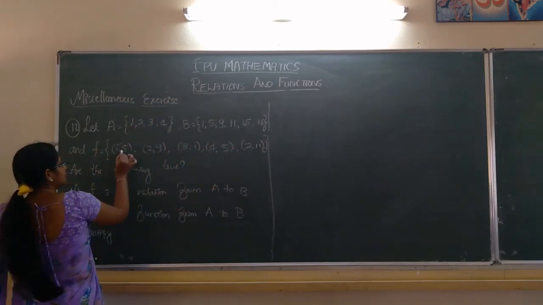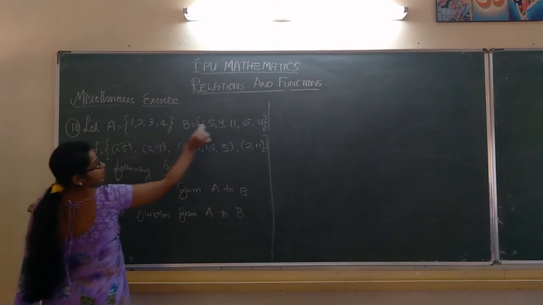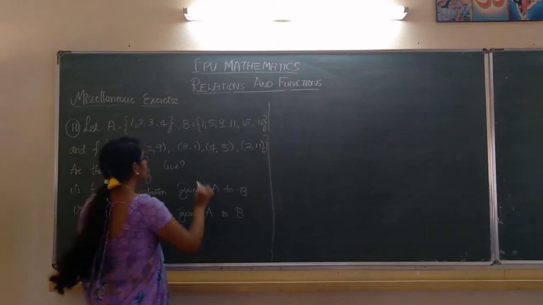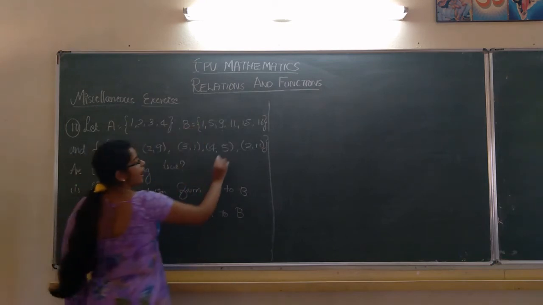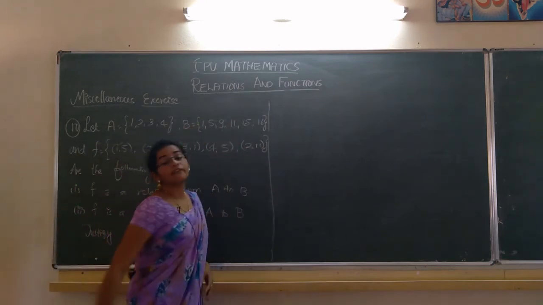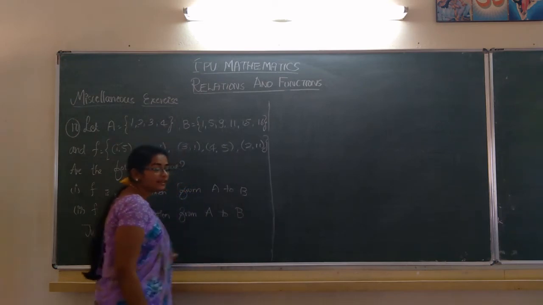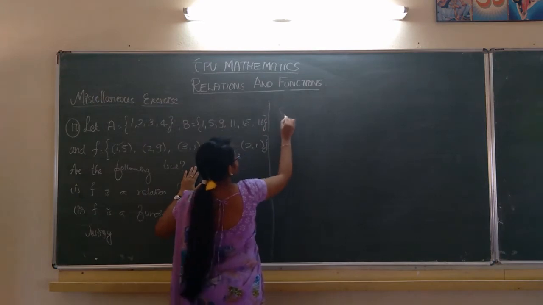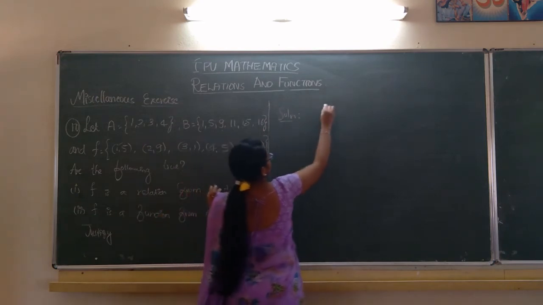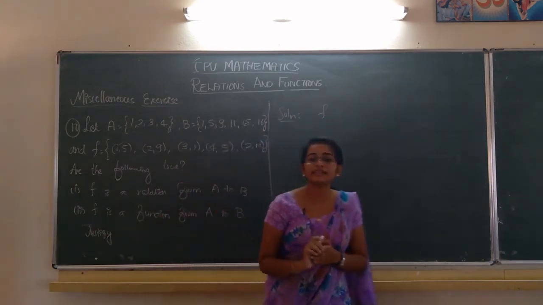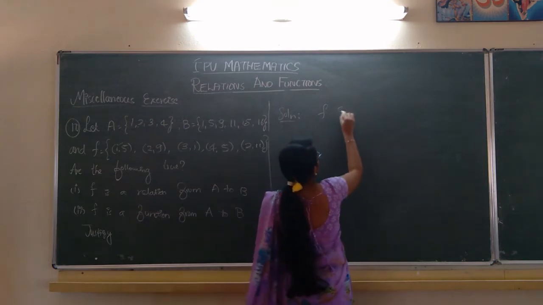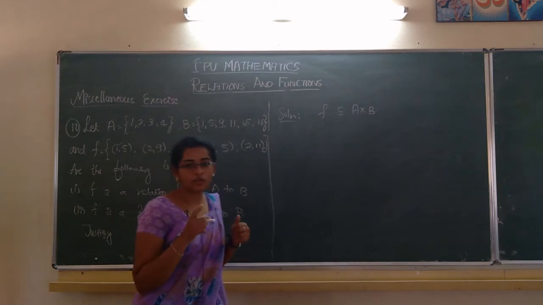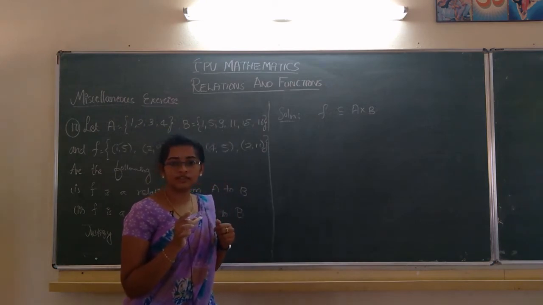And coming to the second elements, 5 is in the second set, 9 is in the second set, 1 is in the second set, 5 is in the second set and 11 is also in the second set. What does that imply? That implies that this F is clearly a subset of A cross B. Do you agree with this?